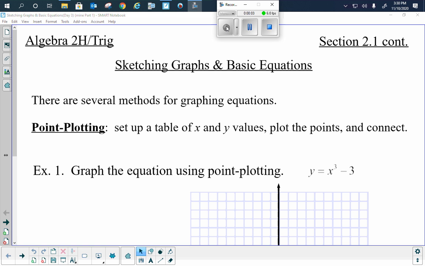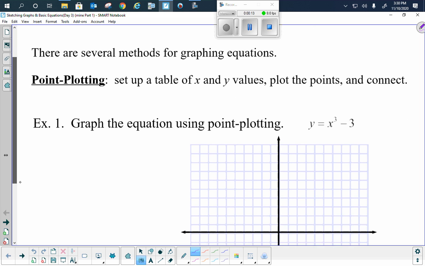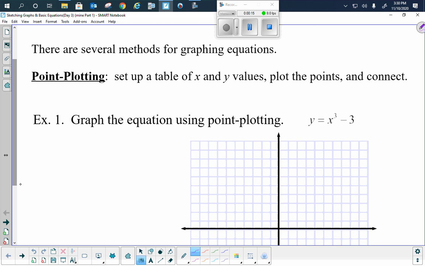Continuing in section 2.1, going on to sketching graphs and basic equations. There are several methods for graphing equations. We can go back to the most basic, point plotting: setting up a table of x and y values, plotting the points, and then connecting the dots.